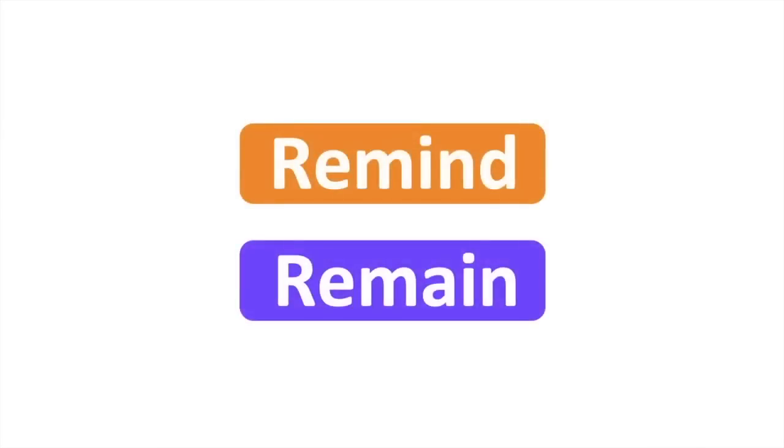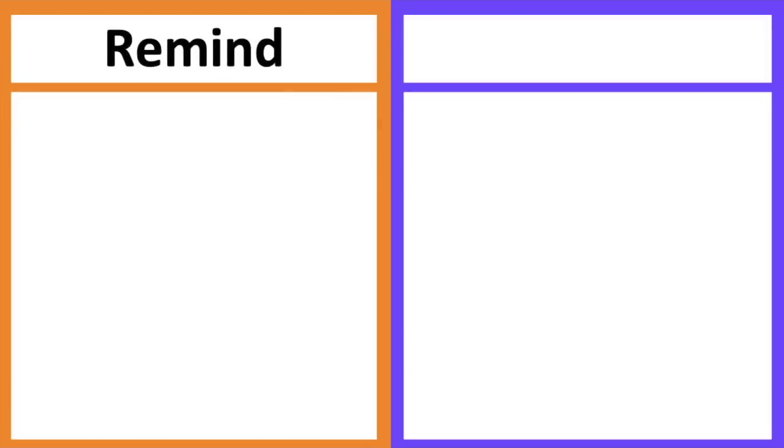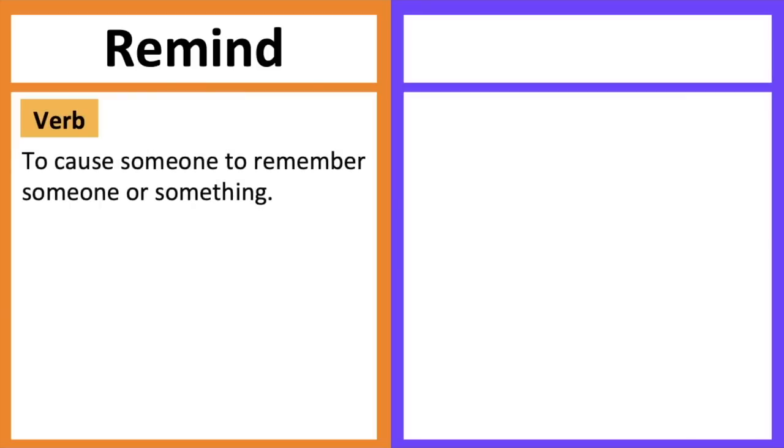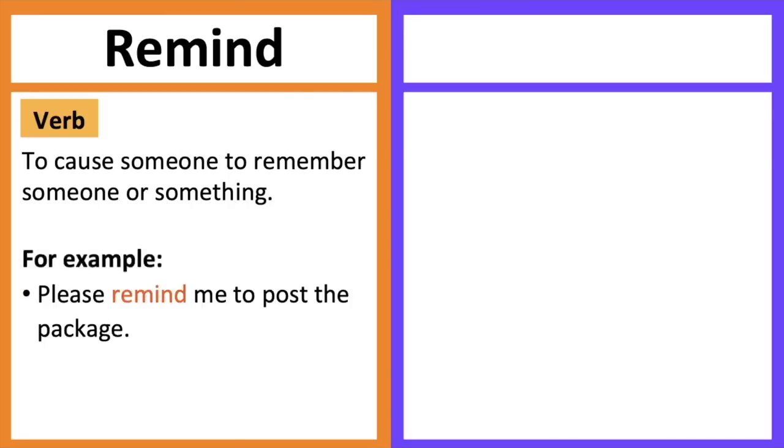Remind, remain. Remind. Remind is a verb, and it means to cause someone to remember someone or something. So you do the action of reminding someone by either talking to them or through a message. Remind is a regular verb, therefore the past tense and past participle is reminded. For example, please remind me to post the package. Another example is, I reminded him to do his homework.